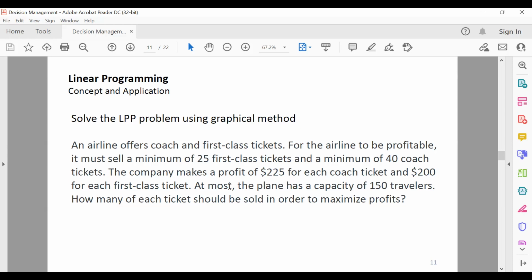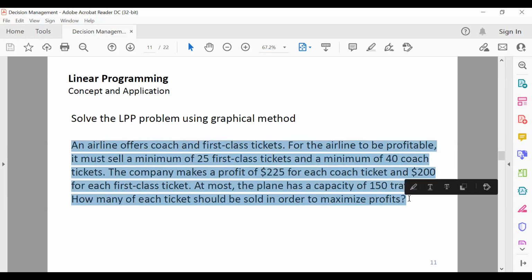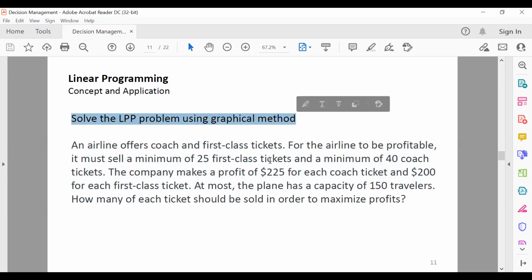As you can see, it's very practical. Numbers are there, and either there will be a profit or a cost, then there will be some constraints, some bottlenecks. Wherever you have a situation like that, assume that this is a linear programming problem. In this question, nowhere is it written that it is a linear programming problem. If they don't give the first line, you have to figure out by yourself that this is a linear programming problem.